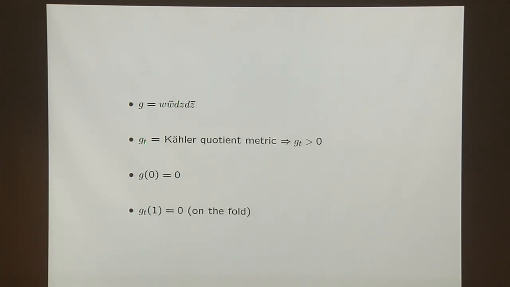But we have another metric on the surface because we can take the Kähler quotient. So we have this hyperkähler metric, and we have a circle action on it. I can look at the Kähler quotient: at a fixed value of T, I can look at the quotient of the level set of T by the circle action, and that's a Kähler quotient. The Kähler quotient metric is the derivative of this one with respect to T. So I have a condition that I know this derivative is greater than zero, and the condition of the fold is that the derivative should be equal to zero. So T equals one is the fold.